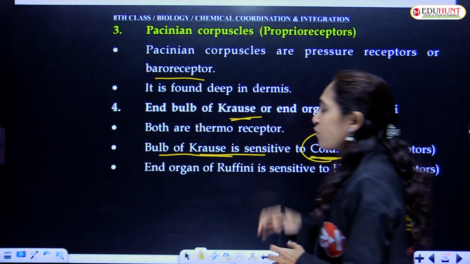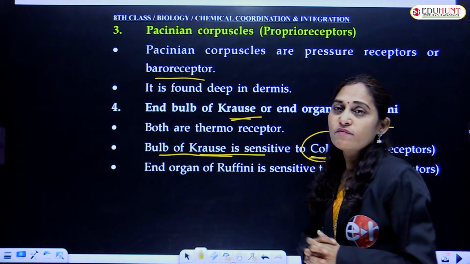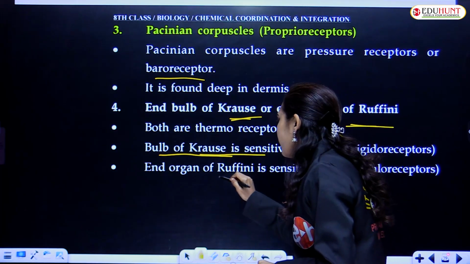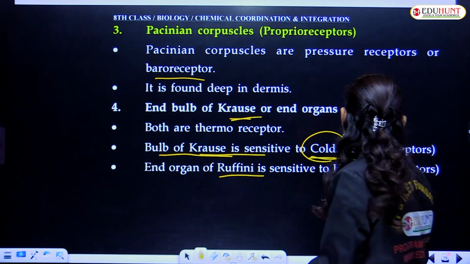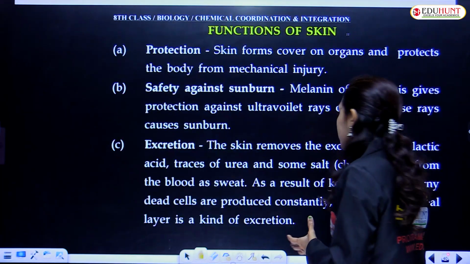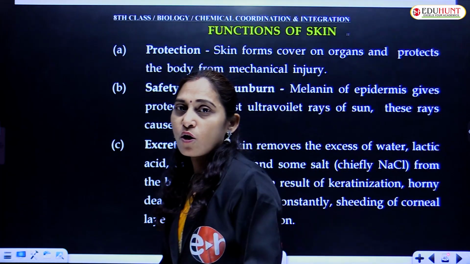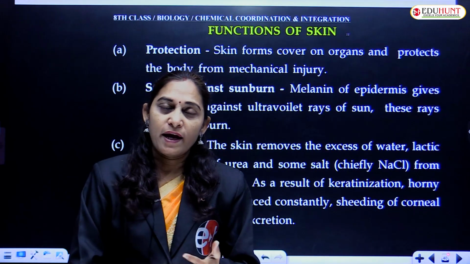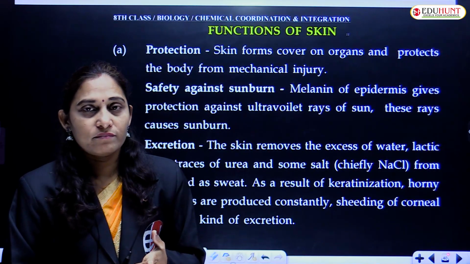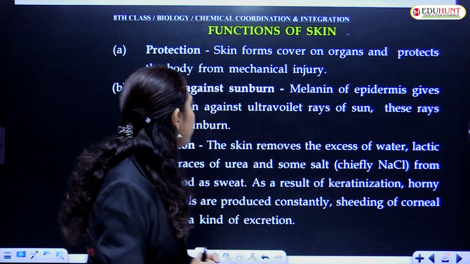That is the bulb of Krause, the receptor of cold, also called the frigidoreceptor. And the end organ of Ruffini is sensitive to high temperature, that is hot, the calorreceptor. So these are the various receptors related to touch, pain, temperature and pressure. These are the external factors which we feel.